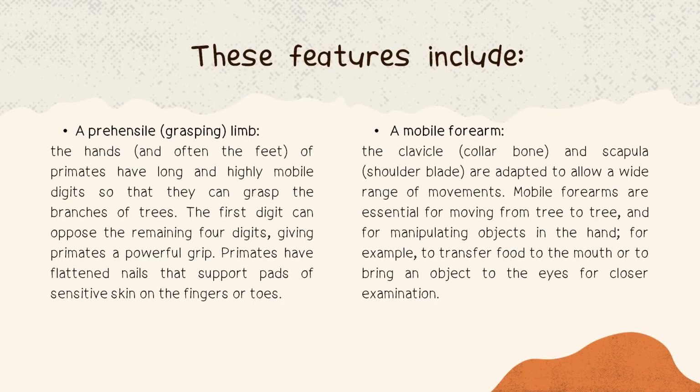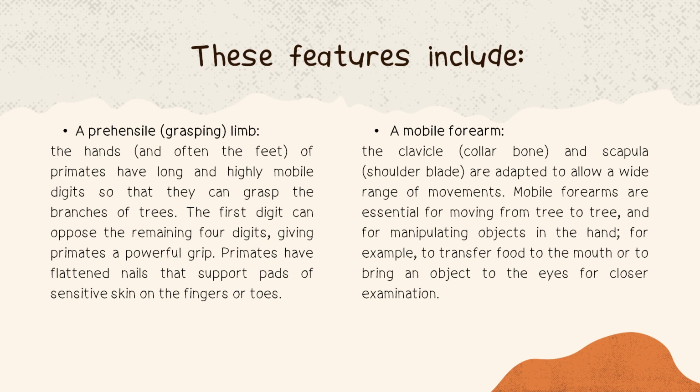These features include a prehensile limb. The hands of primates have long and highly mobile digits so that they can grasp the branches of trees. The first digit can oppose the remaining 4 digits, giving primates a powerful grip. Primates have flattened nails that support pads of sensitive skin on the fingers or toes.